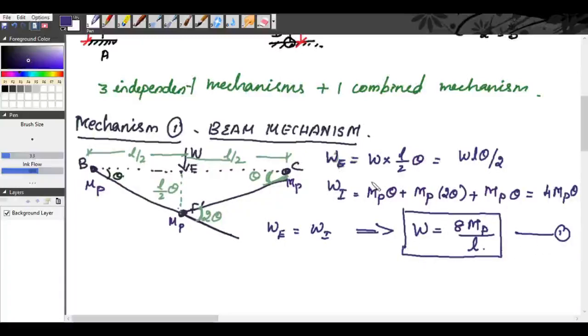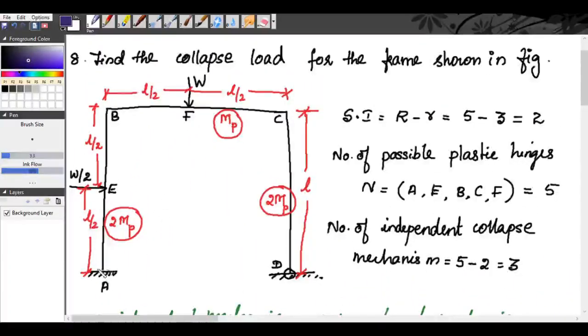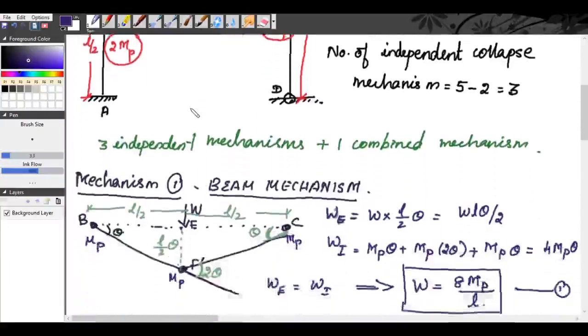Now we will move on to our mechanism 2. So mechanism 2 will be our column mechanism for the columns A, B. So at E we have a concentrated load W by 2. So we have the plastic moment as 2 MP. That means we will have hinges at A, E and B. So at A and E we will have the plastic moment as 2 MP. And at B, you have to consider the plastic moment for beam, that is MP. Okay, so keeping this in mind, we will draw the beam collapse mechanism for mechanism 2.